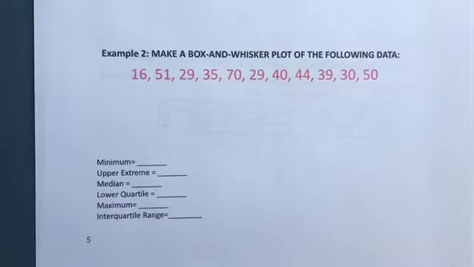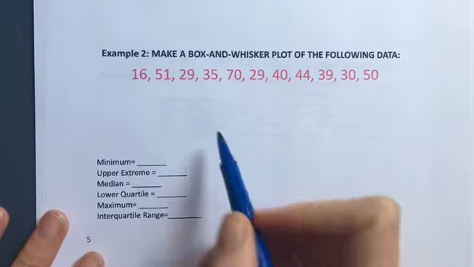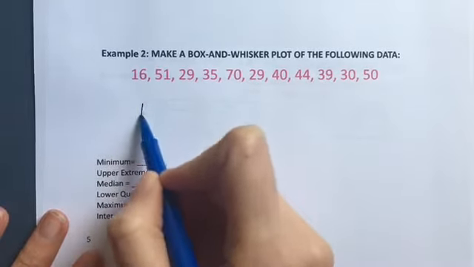Right, okay. Looking at example number 2, we are given a data set and we are going to create a box and whisker again. So with that in mind, first thing we need to do is order the data. So smallest to largest is the way I'm going to do it here. Be careful not to miss anything. So we have 16.